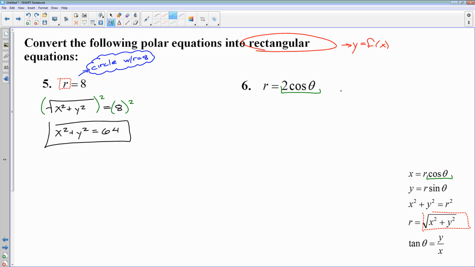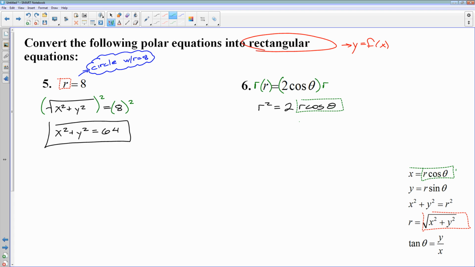I really want an r with that cosine, because if I have the r, then I can plug x in its place. The way I'm going to get that is I'm simply going to multiply the right side of the equation by r. But if I multiply the right side, I have to multiply the left side. That'll give you r squared equals, and 2 cosine theta times r is the same thing as 2r cosine theta. And now I can take out r cosine theta, and I can plug x in its place.